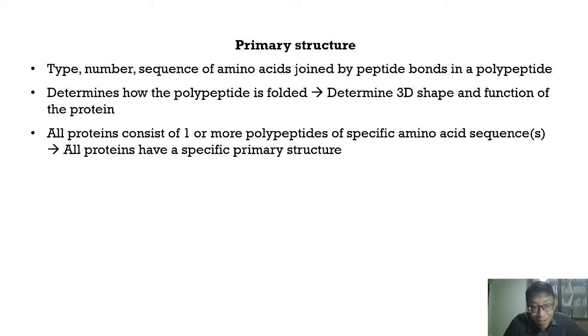Each protein has its own particular amino acid sequence, so each protein has a particular primary structure. When we change the amino acid sequence, maybe because of mutation, for example, then the shape of the protein might be changed, and the function of the protein also might be lost, and then this protein would no longer be a normal functioning protein. So all normal proteins at least will have a specific primary structure.